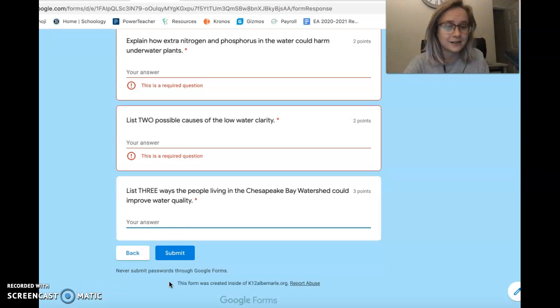All right, when you're done, press submit. Don't forget to go back and check your work though before you press submit. And then once you're done, you can press this and close out of it, and that's all we're doing for science class today.